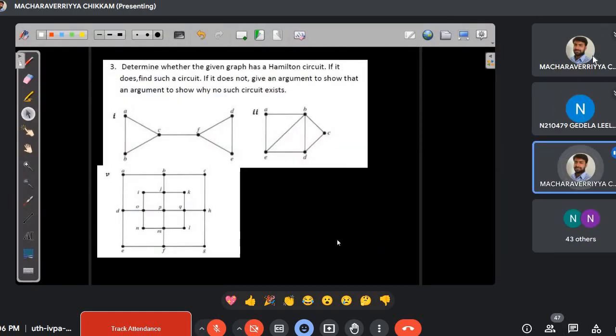Determine whether the given graph has a Hamilton circuit. If it does, find such a circuit. If it does not, give an argument to show that.